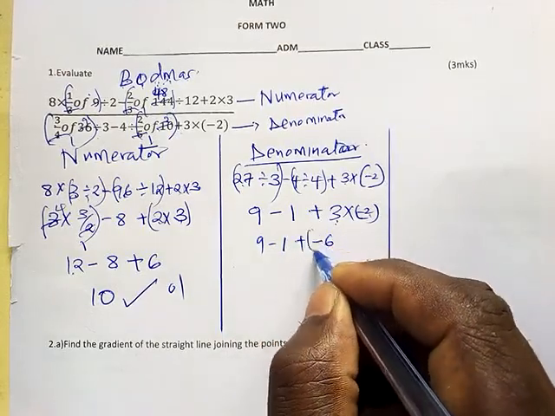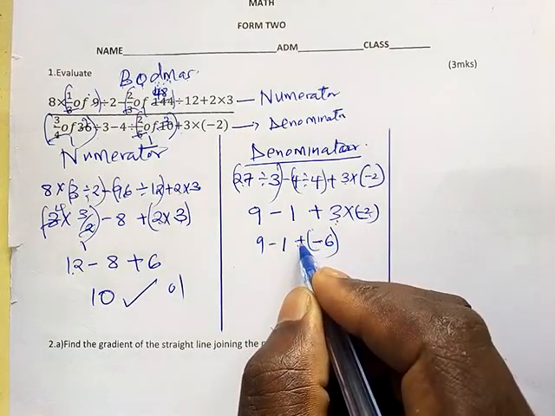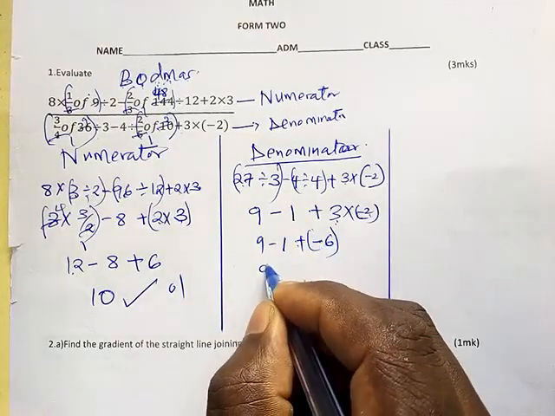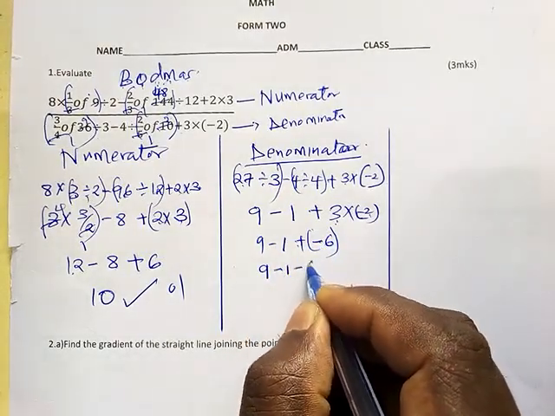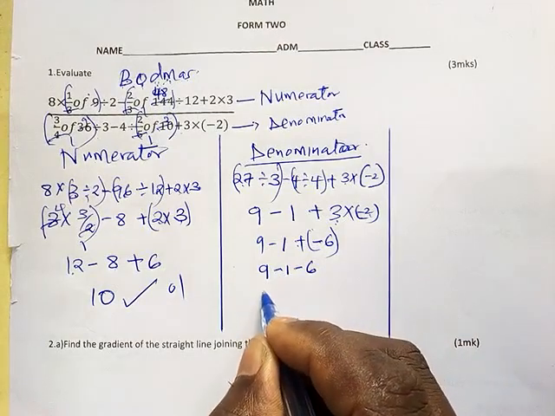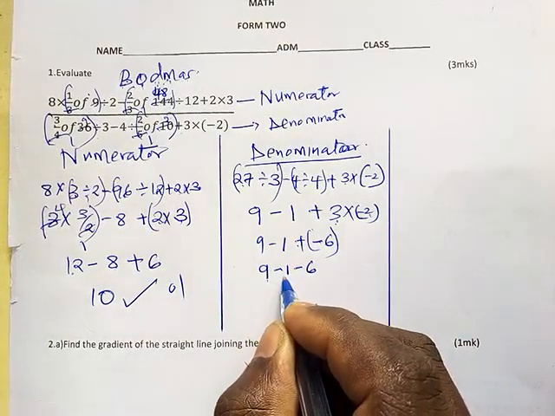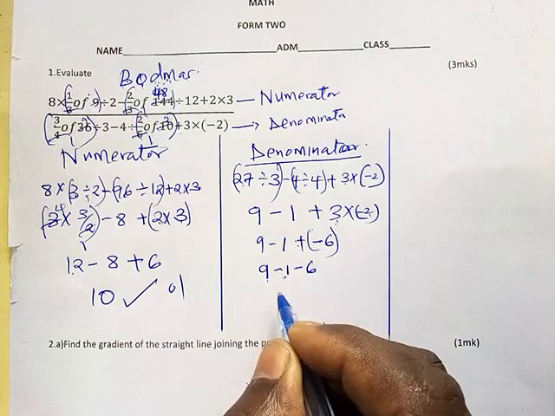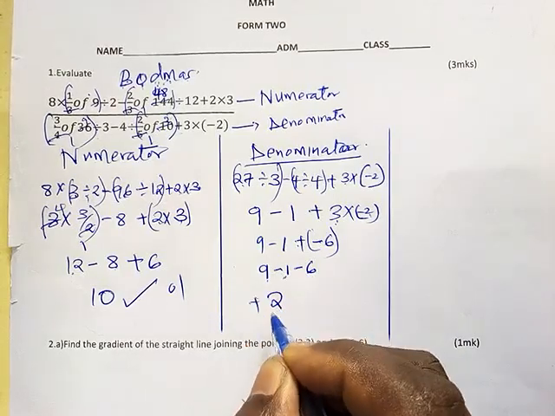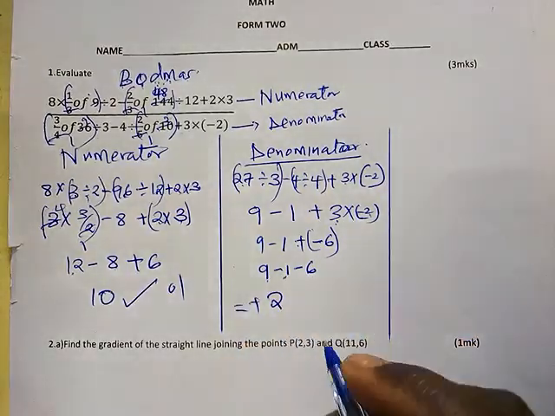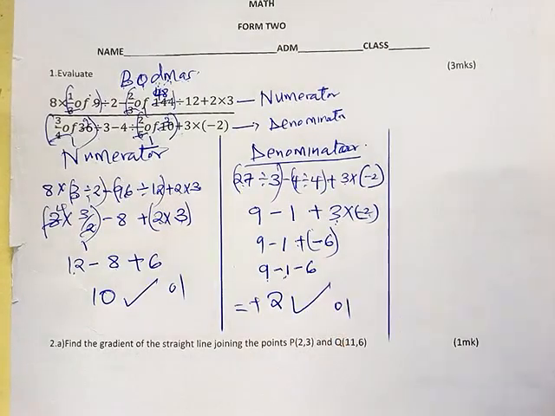But remember, positive times negative, the answer is negative. So we have 9 minus 1 minus 6. So 9 minus 1 is 8. 8 minus 6, the answer is 2, positive 2. And this is the second mark.